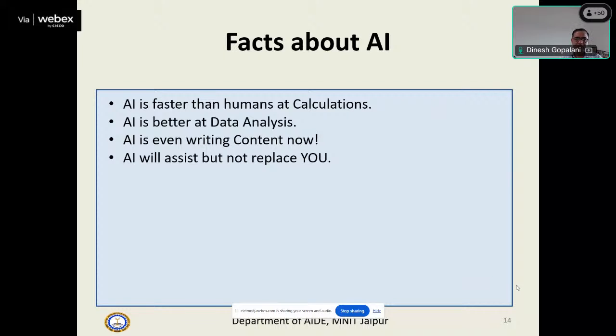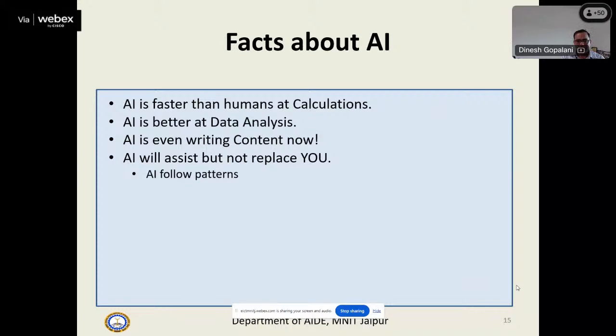fine. So AI is faster than humans at calculations. As far as calculations are concerned, certainly it is faster. AI is better in data analysis also. And I don't know, fortunately or unfortunately, AI is even writing contents now also. But one thing I can say surely, AI can assist actually, but cannot replace you actually. AI will only assist, but not replace you.